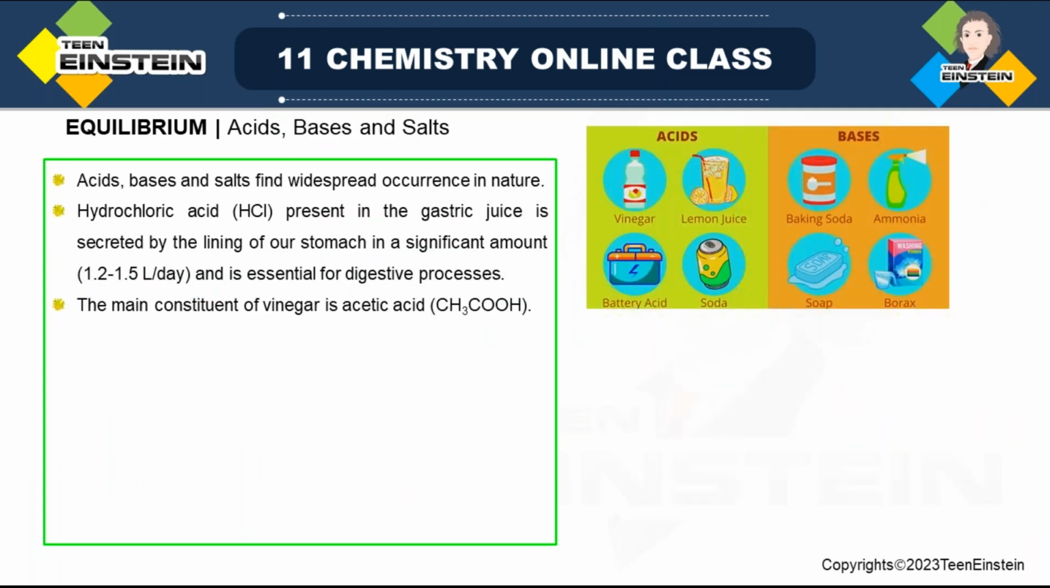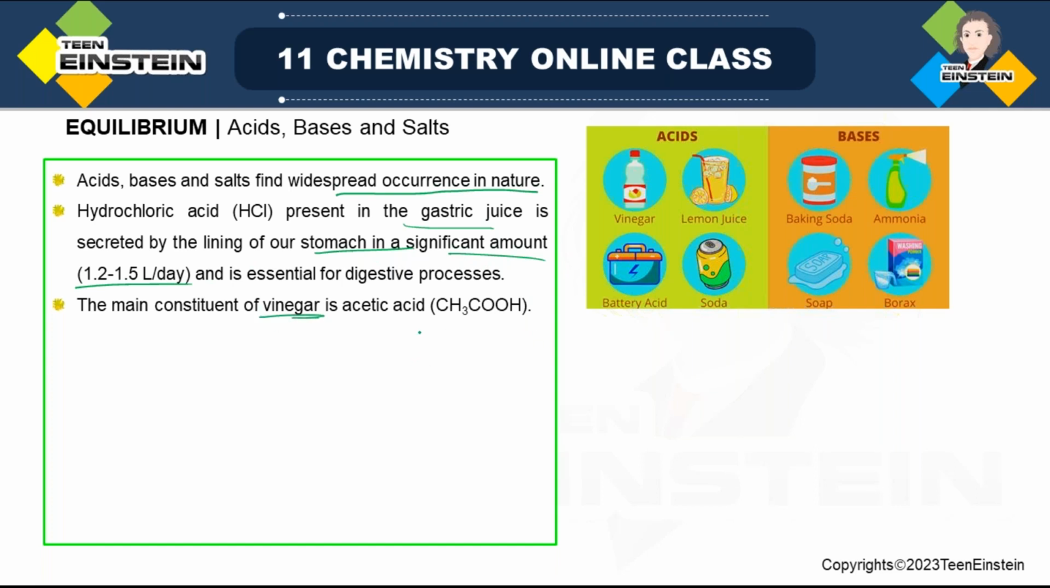Now we will go into the details of acids, bases, and salts. Acids, bases, and salts find widespread occurrence in nature. In day-to-day life also, you will see many examples. Some pictures you can see on the right hand side. Hydrochloric acid is involved in biological processes. It is present in the gastric juice and secreted by the lining of the stomach in significant amounts. Look at the value, 1.2 to 1.5 liters per day. And it is very important for the digestive process.